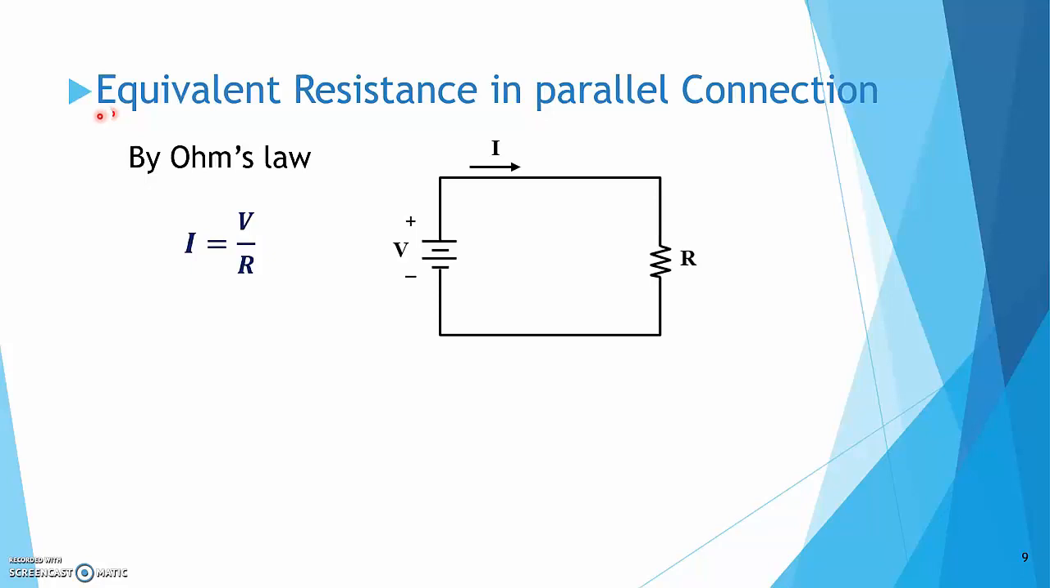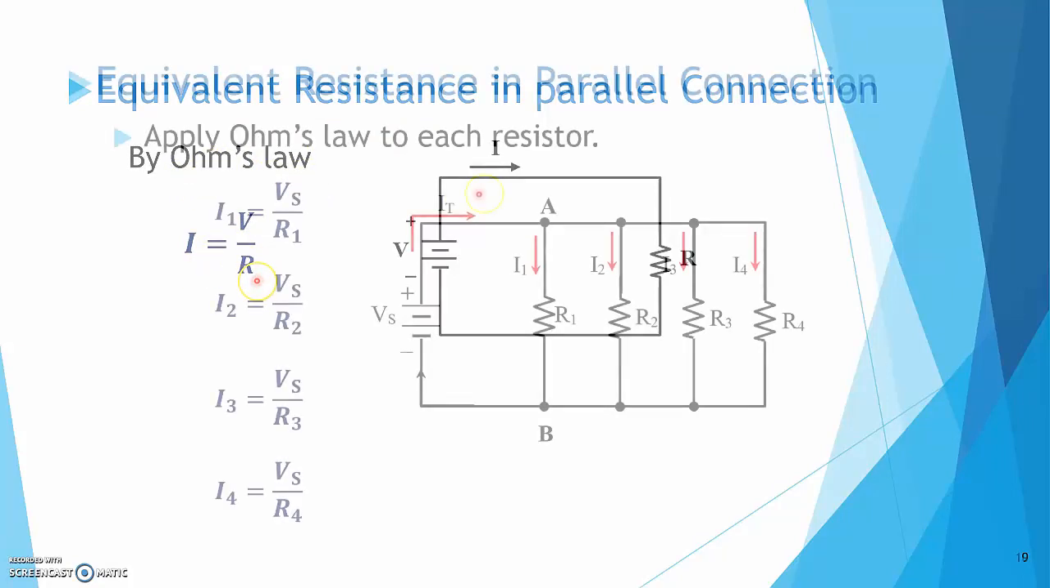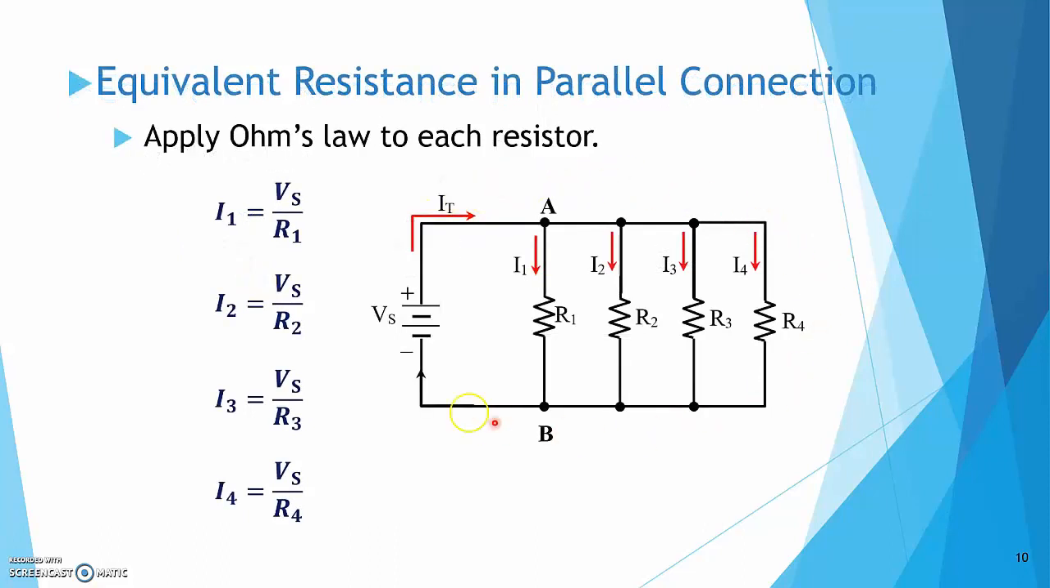In the coming few slides, we will derive a formula to calculate the equivalent or total resistance of a parallel connection of resistors. But now let's recall Ohm's law first. I is equal to V over R. In a parallel connection, the same voltage is applied to each resistor.